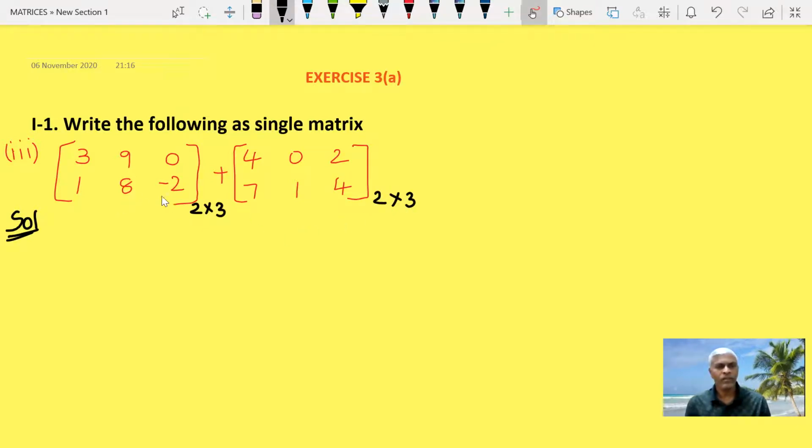So now both the matrices are of order 2 by 3, 2 rows and 3 columns. So we can add these matrices.